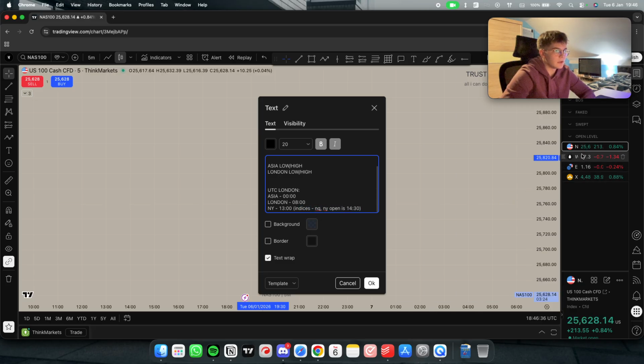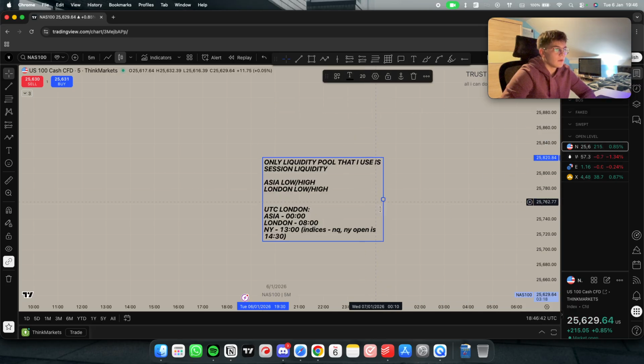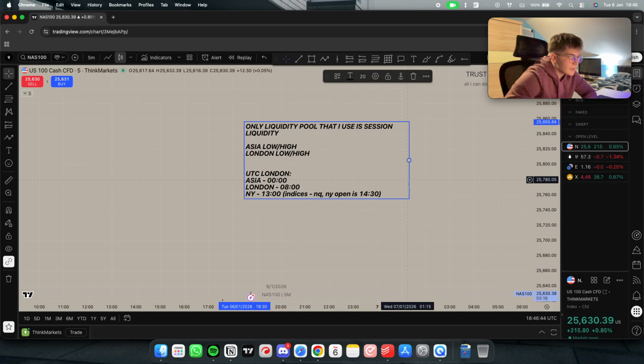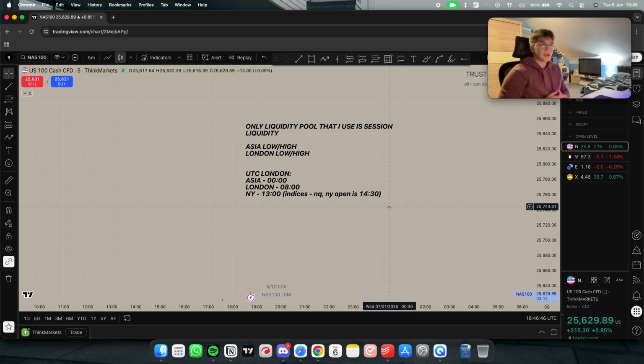Okay, so yeah, this is basically it. So for each of these pairs, it's 1 p.m. New York. For NQ, it's 14:30 New York. And this is basically all you need to actually start finding key liquidity areas from which you are going to find your trades and find your model.